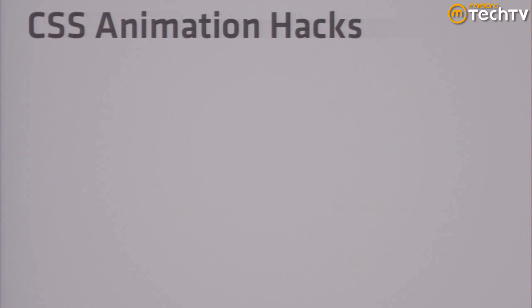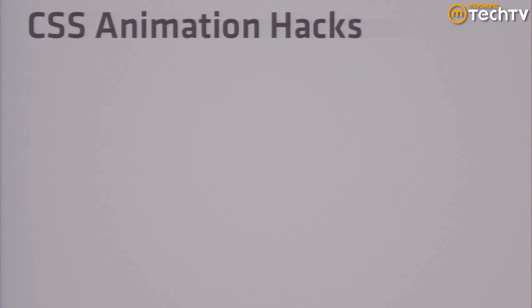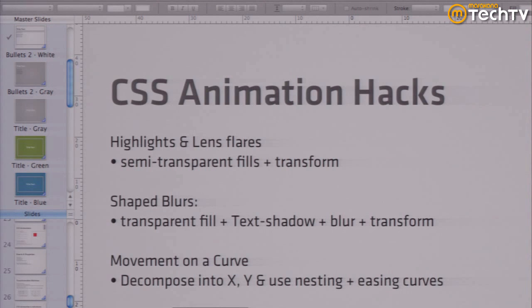So let's talk about some cool animation hacks that you can do because you're playing with the rest of CSS3 typically when you're doing animations. Highlights and lens flares. Because you've got gradients and you've now got an alpha channel in gradients, you can do that nice effect in CSS. You can also do shape blurs, transparent fills, text shadow blur in a transform. You can also do movement on a curve. And I will attempt to show you a couple of those things in action.